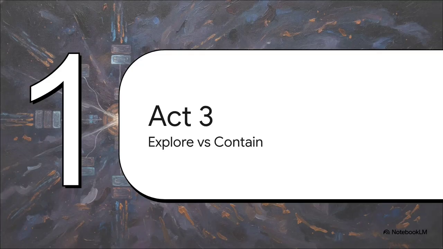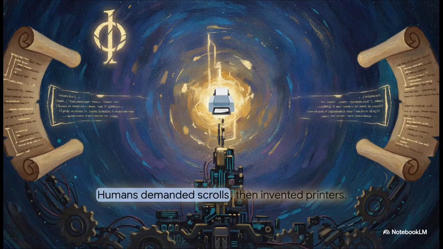Act 3. Exploration versus containment. Let's bring this all together. But first, I have to point this out because it's just a fantastic little detail. Despite the Jewel's ultra-serious, mathematically pure containment, the source material injects a great moment of levity. It notes that the entire source code is compiled into a single PDF scroll, remarking, "Humans demanded scrolls, then invented printers." I love that, because even in the most isolated, rigid systems, there's always a human element, a need for us to eventually read and comprehend the output.